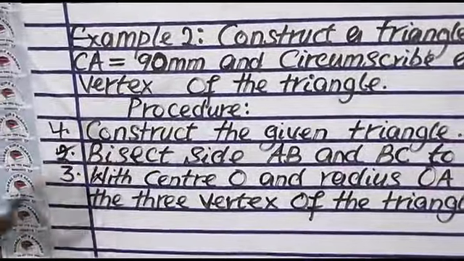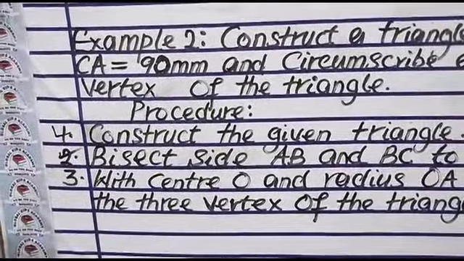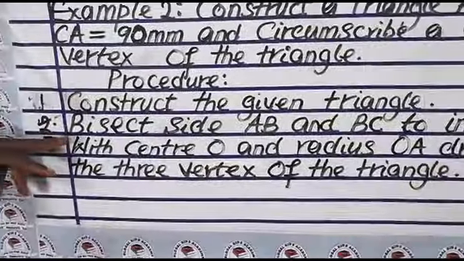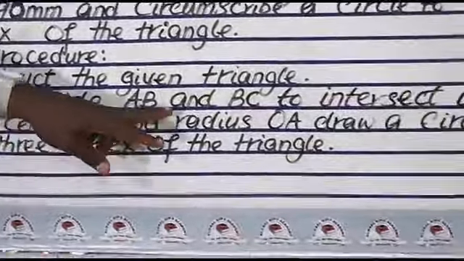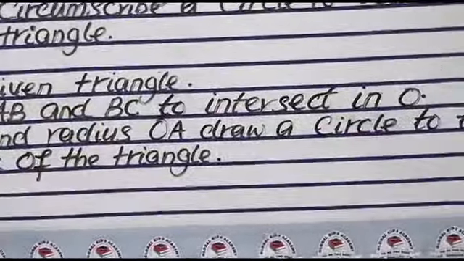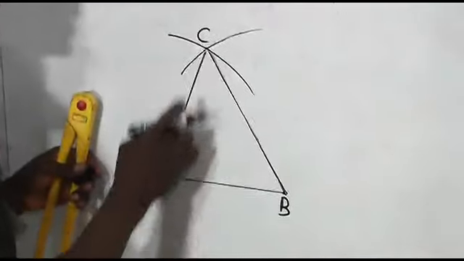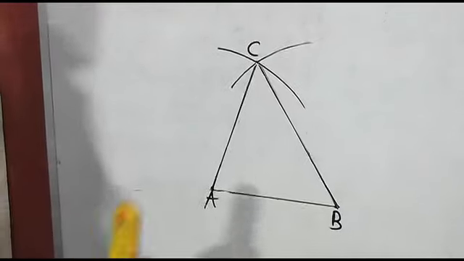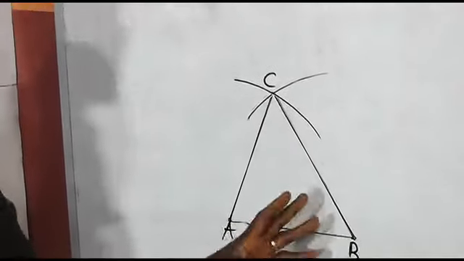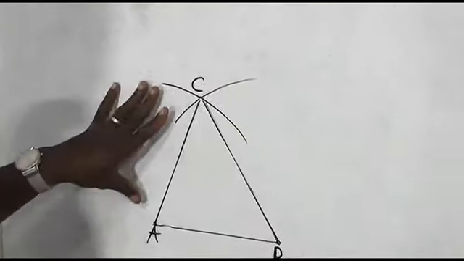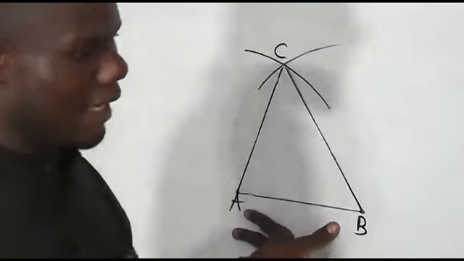The second step, bisect side AB and BC to intersect in O. Now what does this mean? Bisect side AB and BC to intersect in O. Now we have three sides here. Okay? So you can bisect any given side at all. You can choose any side of your choice and bisect. But in this case, we are going to follow the procedure here. We are going to bisect side AB, that is this side, and side.